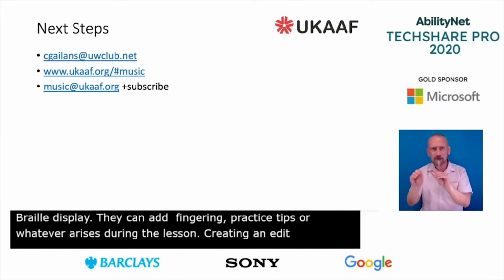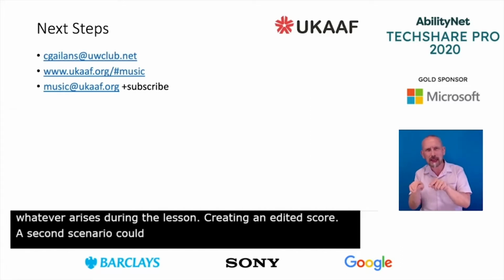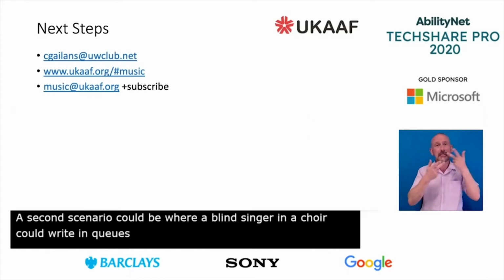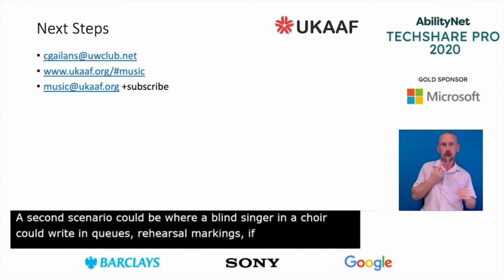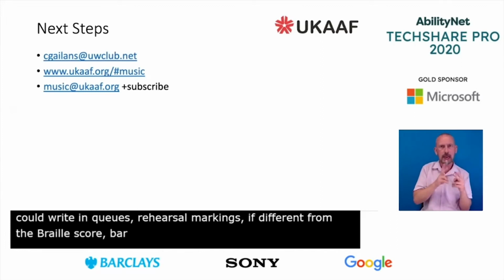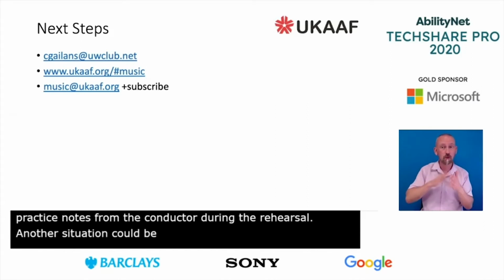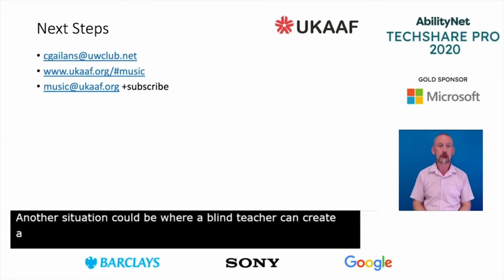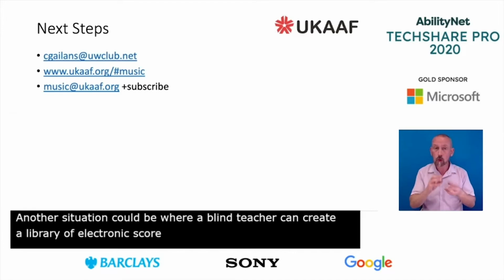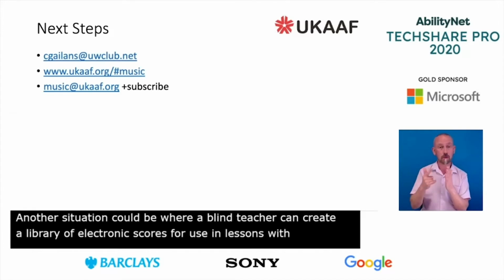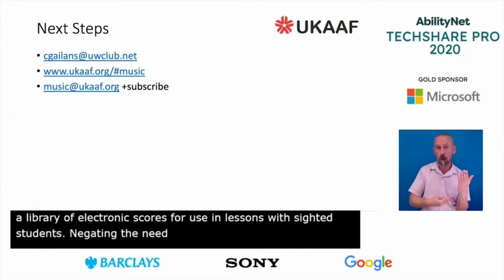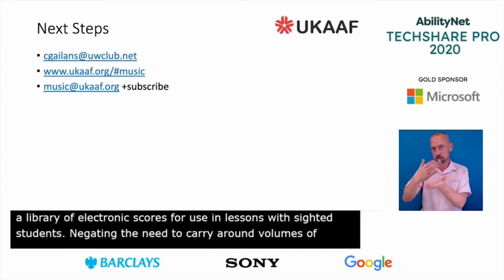A second scenario could be where a blind singer in a choir could write in cues, rehearsal markings, if different from the Braille score, bar numbers, if that would be helpful, and other practice notes from the conductor during the rehearsal. Another situation could be where a blind teacher can create a library of electronic scores for use in lessons with sighted students, negating the need to carry around volumes of hard copy Braille.